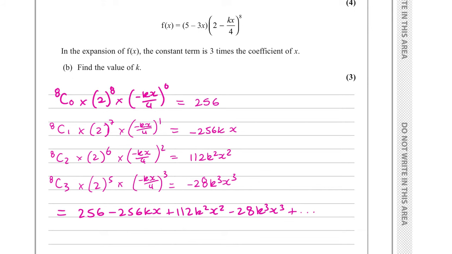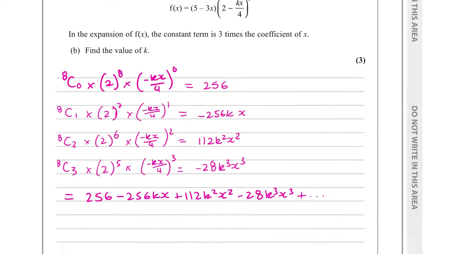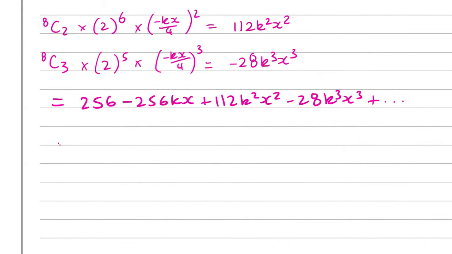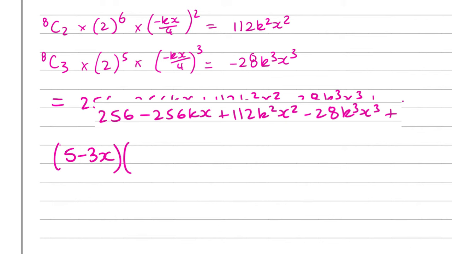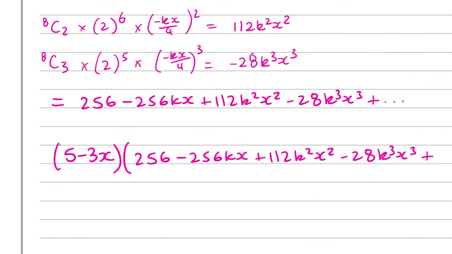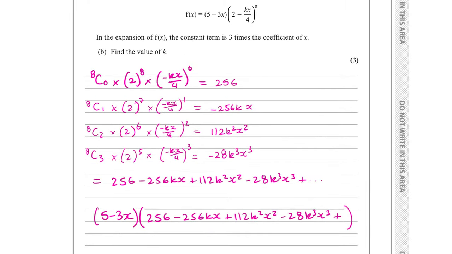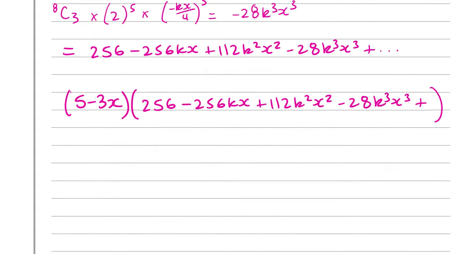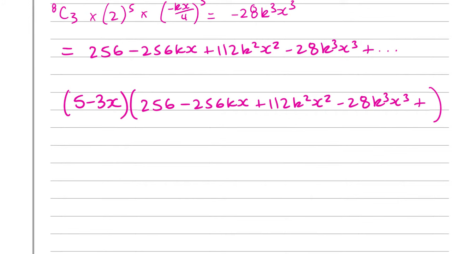Now, it says, in the expansion of f of x, the constant term is 3 times the coefficient of x. Okay? So, step 1. First things first, we know 5 minus 3x. So we know if we were to multiply 5 minus 3x by this expansion, what is it asked us for? Okay, guys, so the constant term is 3 times the coefficient of x. The constant term is the term without the x. How many ways can we multiply 2 numbers to get a constant? We can only do 5 times 256. Okay? So this is 5 times 256. This is our constant term here.